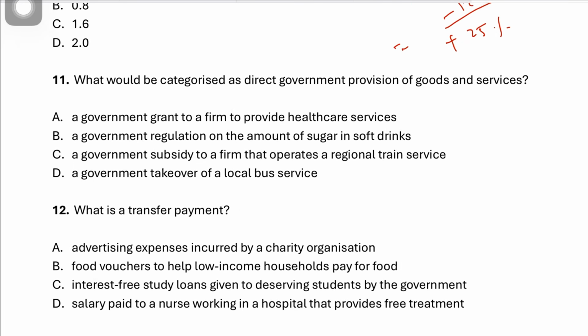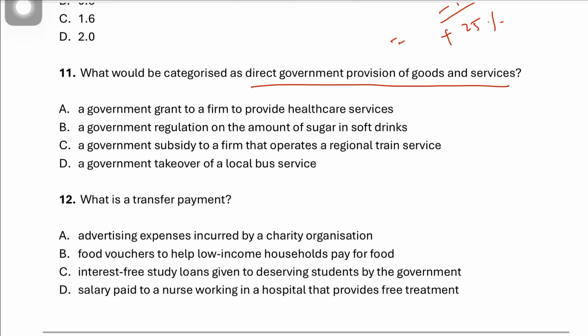Question number 11 says, what would be categorized as direct provision of goods and services? Now, direct provision would mean that the government is itself providing the good or service, right? A would be wrong because a grant is a financial support to another provider. It's not the government directly providing the service. B is also wrong because regulations are actually controlling the behavior. It's not a direct provision. C is also wrong because a subsidy encourages the private firm to provide the service. The government is not providing. So it's still not direct provision.